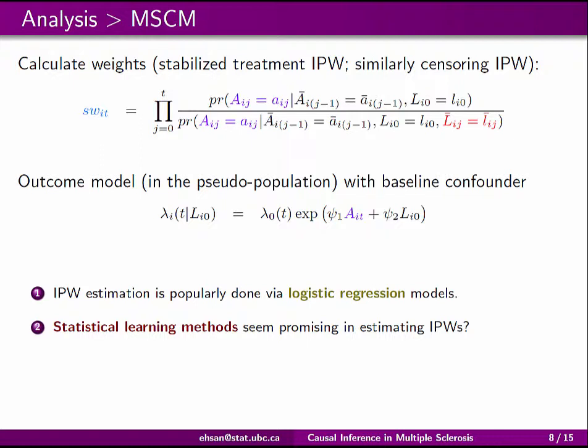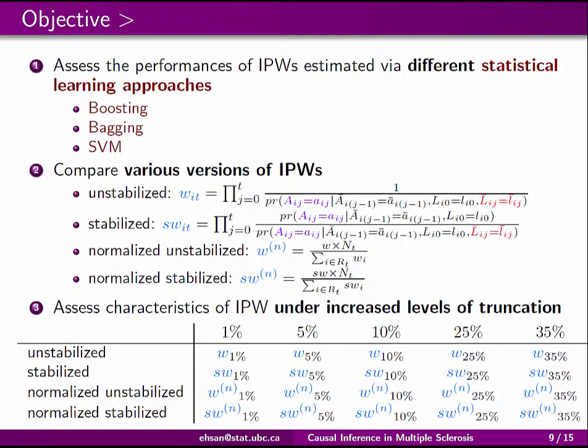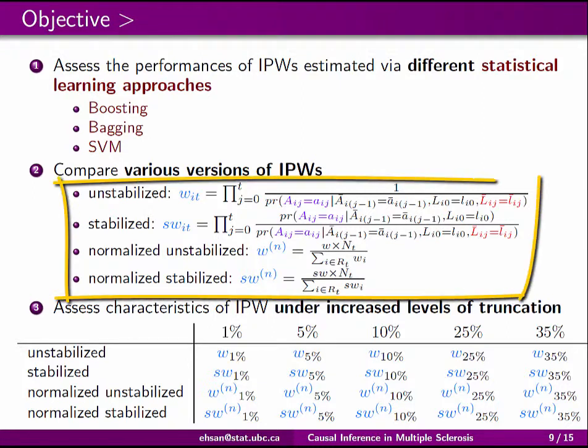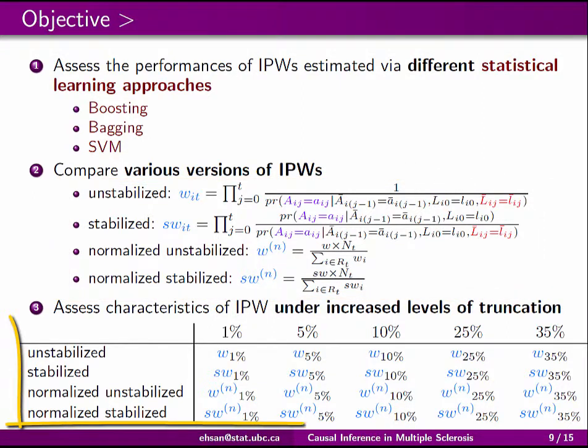As these weight models are generalizations of propensity scores, many researchers hypothesize that the statistical learning methods may be useful in estimating the weights as well. Therefore, the objective of this study is to assess the performance of inverse probability weights estimated via different statistical learning approaches. As a secondary objective, we will also compare various versions of weights and corresponding truncations at various percentiles.